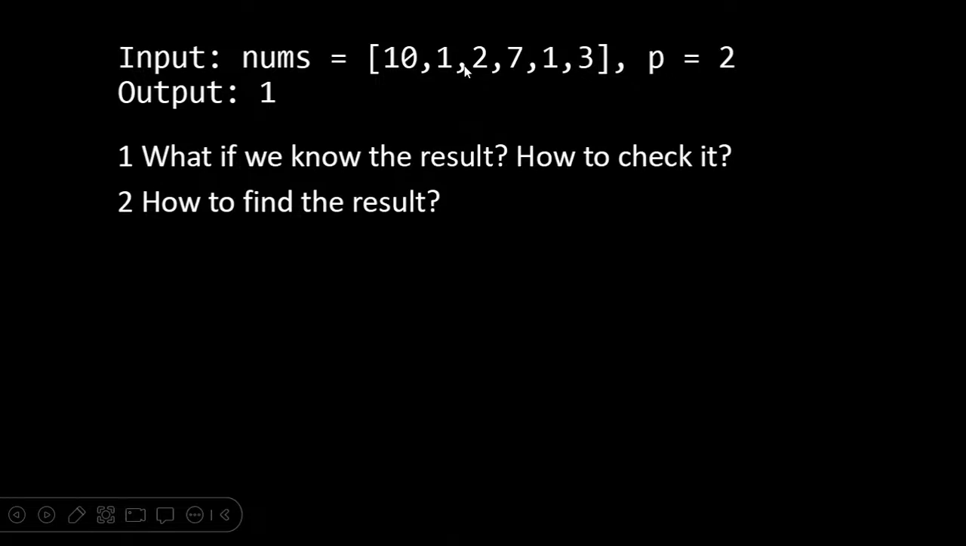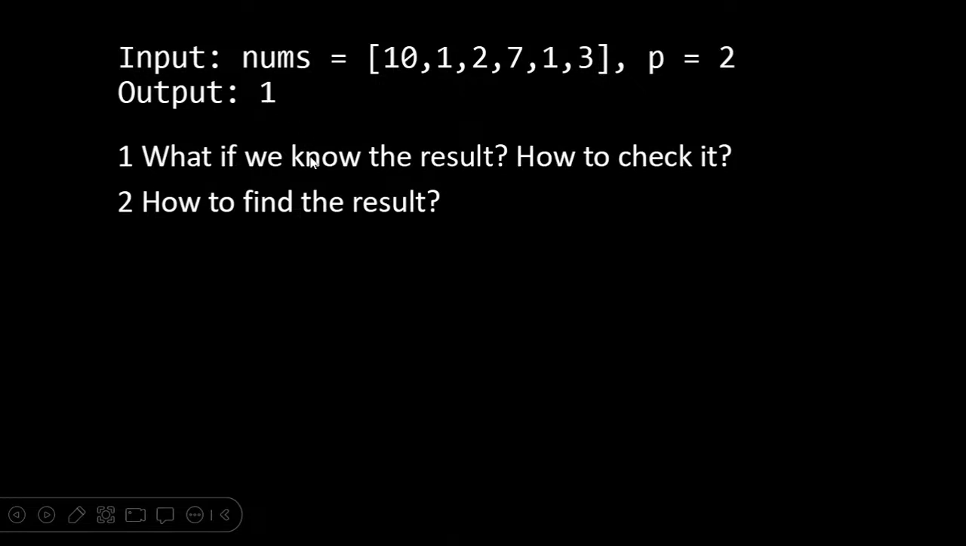The minimized pairs means, for example, P equals 2. It means we have two pairs. 1 and 1 is a pair, so 1 minus 1 is 0. And another pair is 2 and 3, so 3 minus 2 is 1. So the maximum of 0 and 1 is 1. This is why we have the output 1.